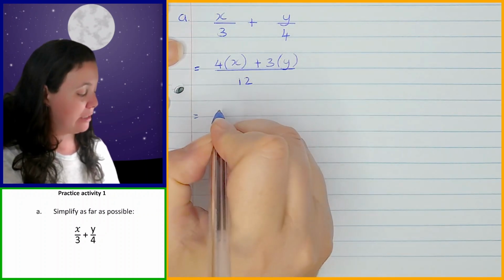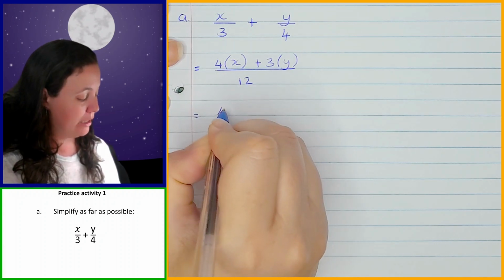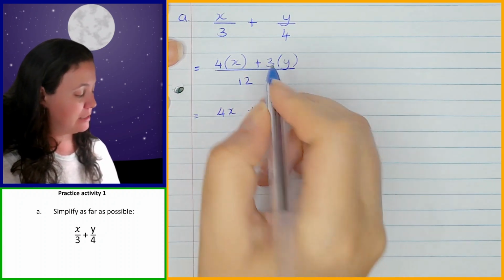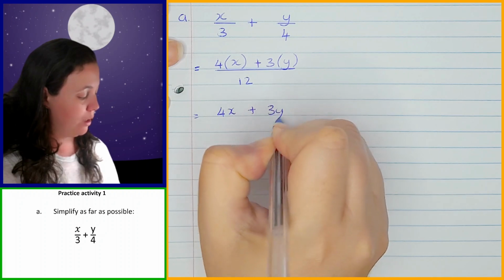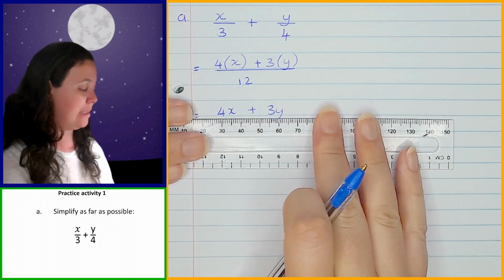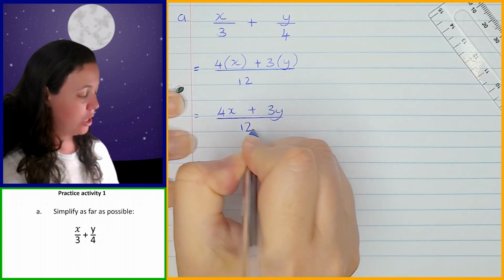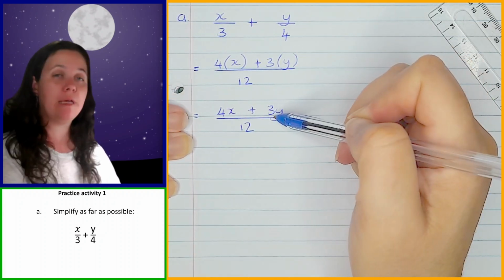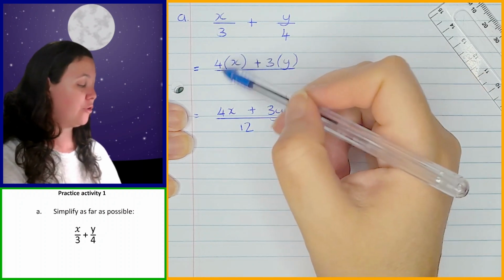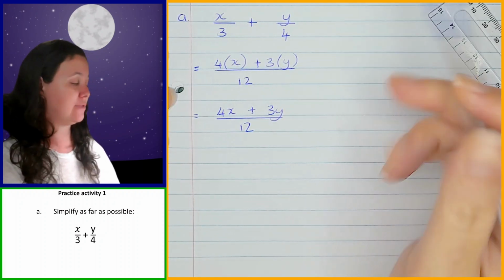So in this case over here, I have 4 times x is 4x, and then plus 3 times y gives me 3y, and that is over 12. And then we are done with this question. Like I said, you could have gone straight from there to there for this particular question. You can skip out the step of putting in the brackets for this question.